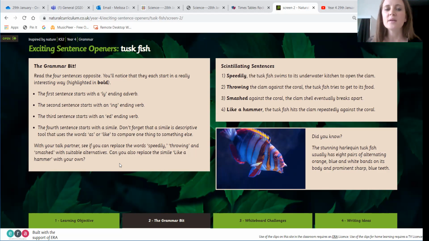So I want you to take a moment and see if you can replace the words speedily, throwing, and smashed with suitable alternatives. So other words that you could use that mean something similar for the first 3 sentences. And then see if you can replace the simile. The simile there is "like a hammer." And can you replace it with something of your own? So pause the video now and see if you can start those 4 sentences with different words.